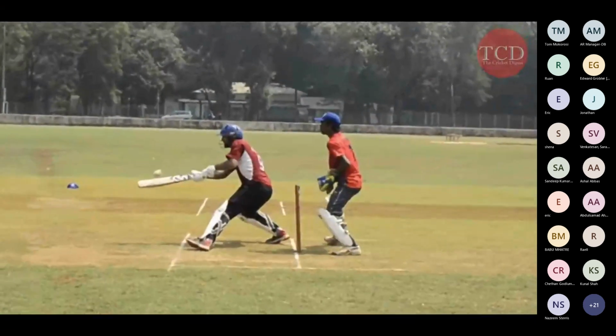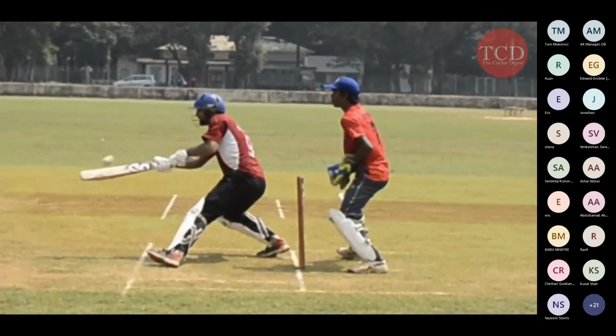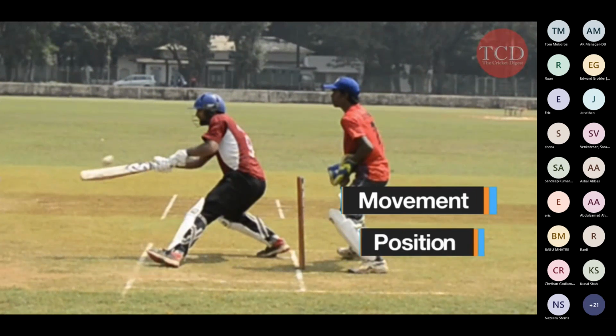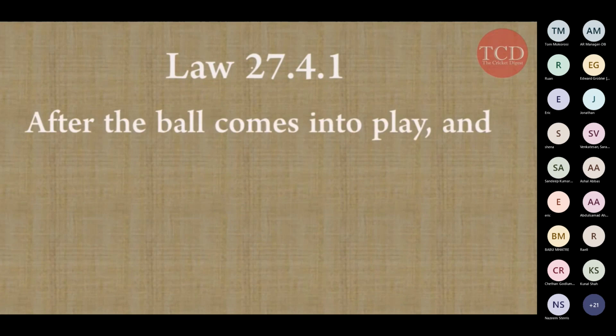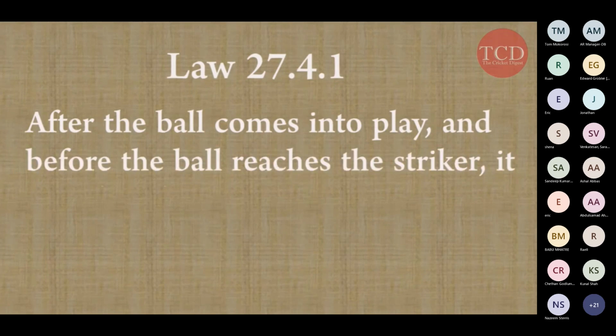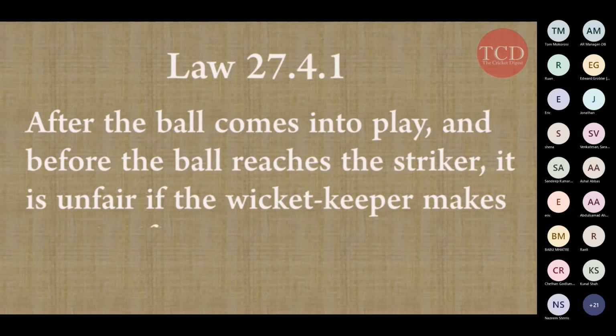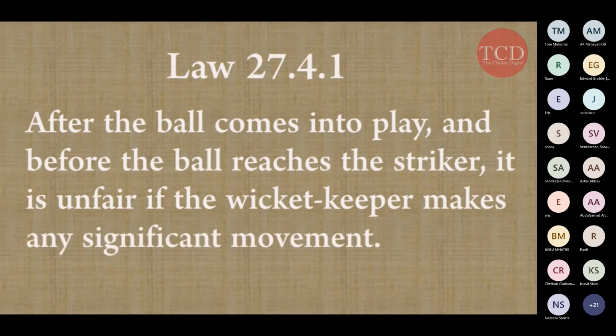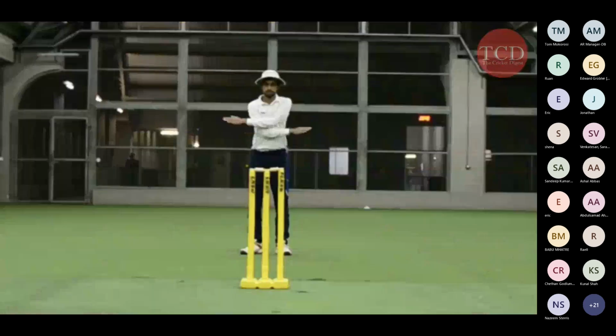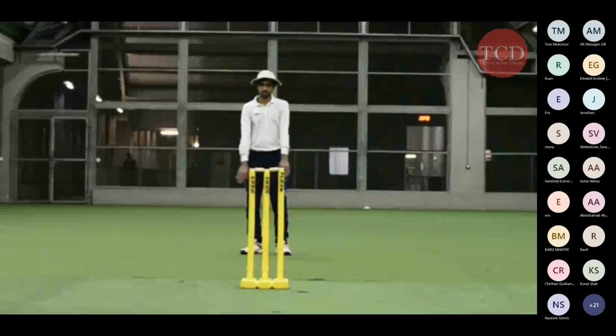Before going any further, let us take a look at the restrictions a wicketkeeper has. He has restrictions both on his movement and position. According to cricket law, after the ball comes into play, and before the ball reaches the striker, it is unfair if the wicketkeeper makes any significant movement. In this case, umpire will call it dead ball and further action will be invalid. However, he is allowed to make certain movements. Let's take a look at them.